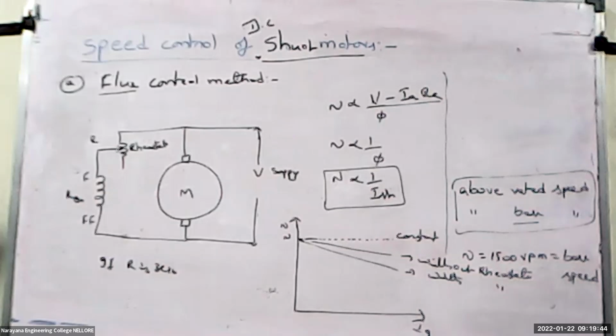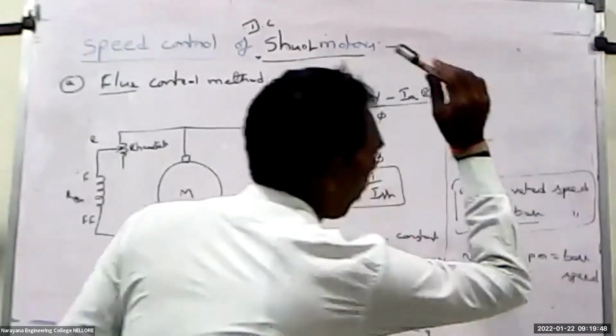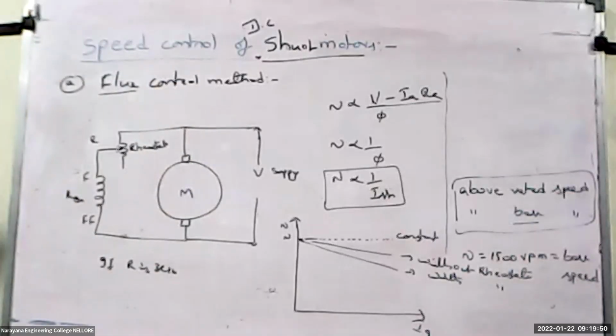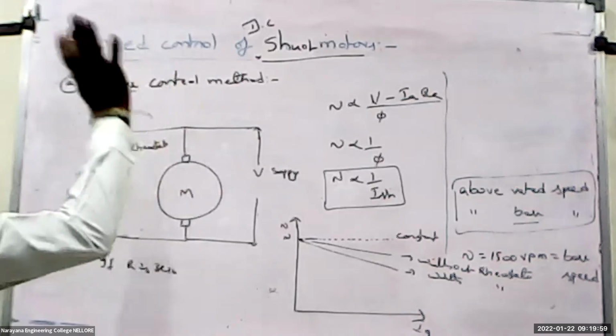This is flux control method. So this is an important bit. Above rated speed, which flux control method is more suitable for DC motors? Is it a series motor, shunt motor, or compound motor? Anything, flux control method.